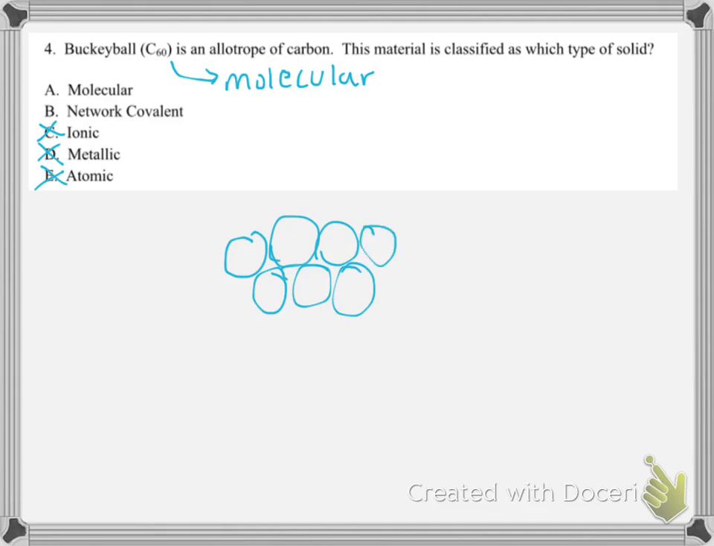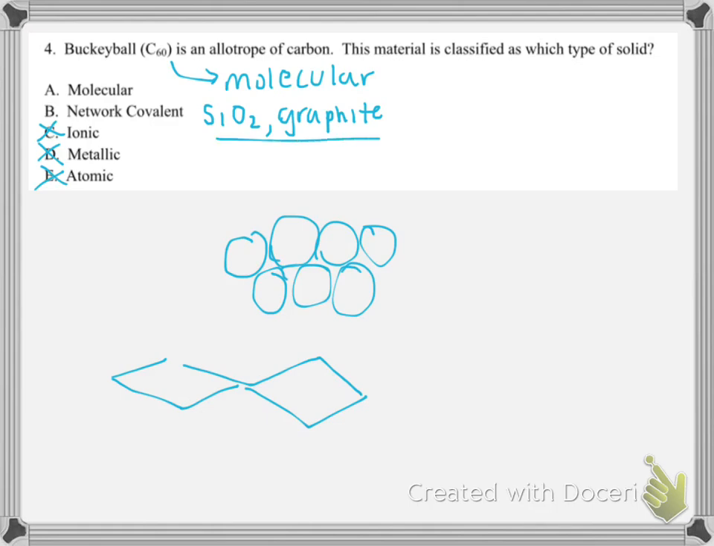And so this isn't a network covalent because it's not forming a continuous sheet of atoms. Okay. And so it's not one of the ones we keep in mind like SiO2 or graphite. Okay. So it might be worth committing some of these network covalents to mind so you can identify them more easily. But this is just going to be molecular because you have a bunch of nonmetals.